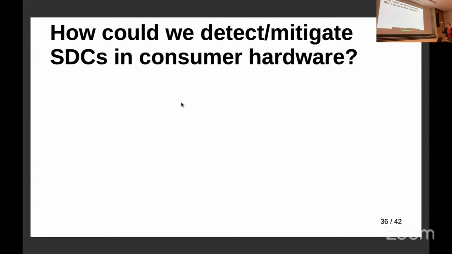How could we work on detecting or mitigating silent data corruptions in consumer software? Because in data centers, it's easy for the company to say, okay, we're going to reboot all the servers on this rack and we're going to run tests for 10 hours and then reboot back again. But on consumer devices, typically no one wants to have a laptop randomly run self-diagnostics for 10 hours at a time. What could be some other approaches we could take for running diagnostics on consumer devices?